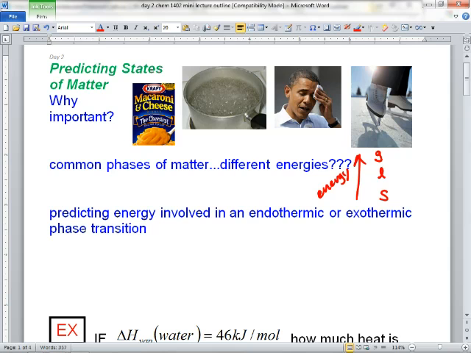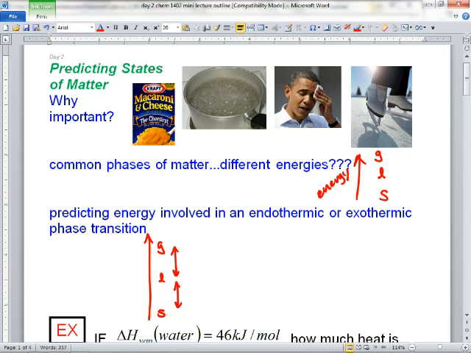Predicting energy involved in an endothermic or exothermic phase transition. What the heck? Are these endothermic or exothermic? So in predicting the energy, we had solid, we had liquid, then we had gas. Now, solid going to liquid is technically called what? Melting. Liquid going to solid would be called freezing. And what this whole idea is saying is that it's the same amount of energy. It's just that in one, the energy was put in, and in the other one, the energy was kicked out. It's the exact same number.